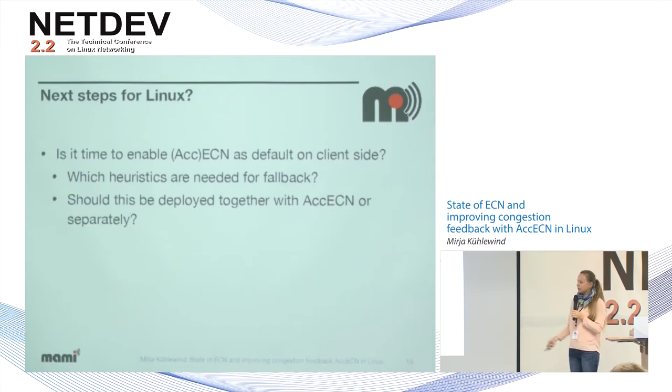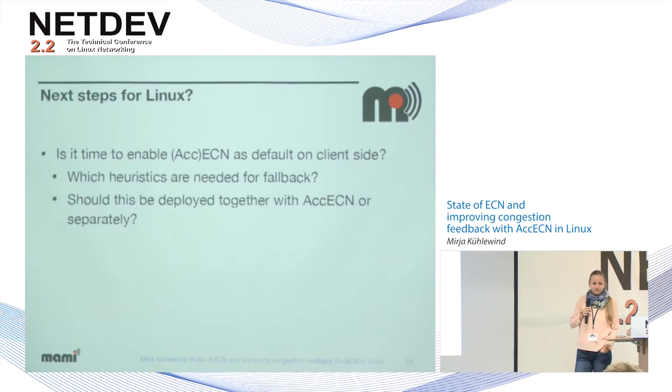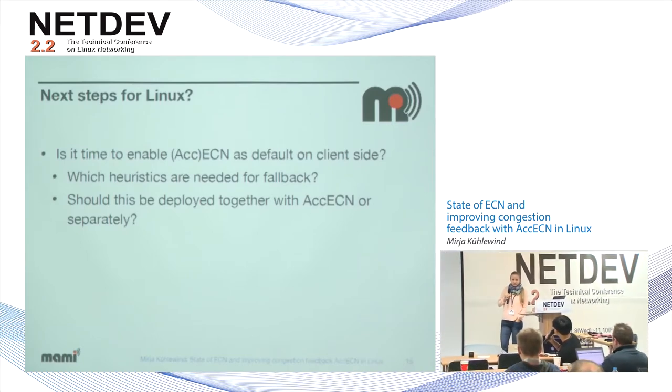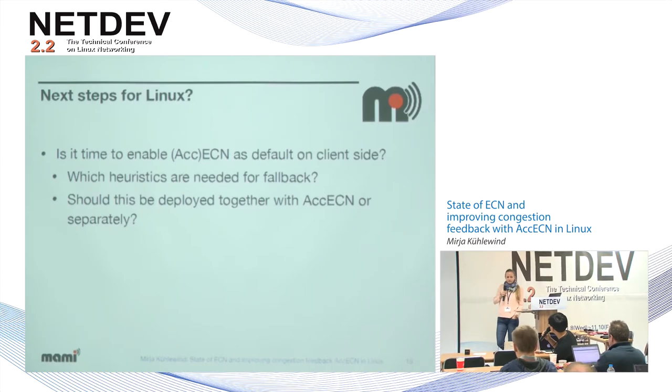So at that point, my question really is, can we also try to enable ECN in the Linux kernel by default? Do we need these heuristics? What kind of heuristics? I would even like to use accurate ECN by default, if there's interest.